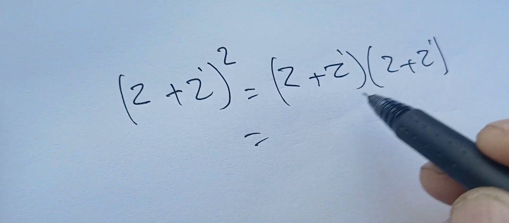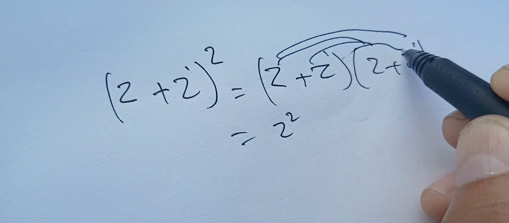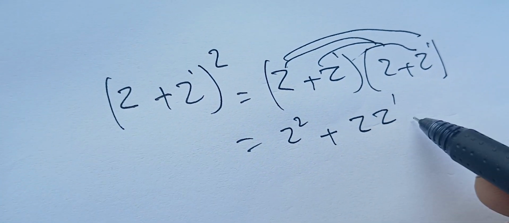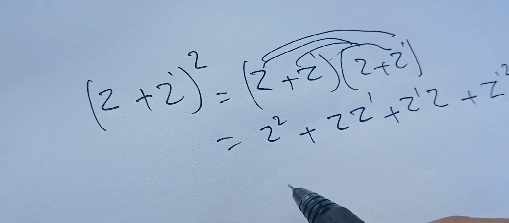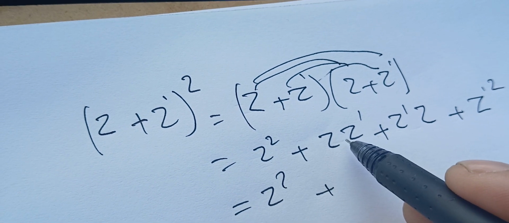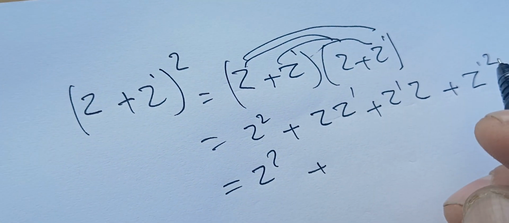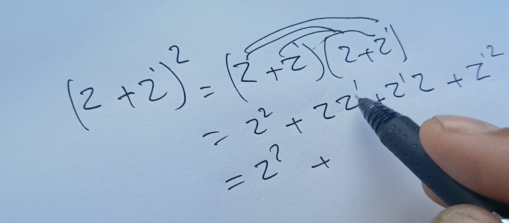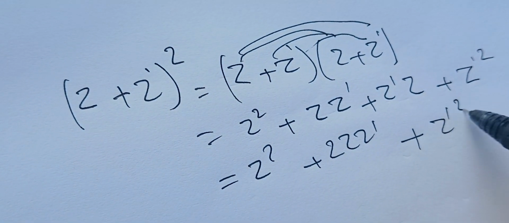So what we have is z times z is z squared. Here we do the distribution as usual. We get z squared plus z times z prime plus z prime times z plus z prime squared. Okay? So what we have is z squared, z times z prime plus z prime times z, and since C is commutative, we have z squared plus 2zz prime plus z prime squared.